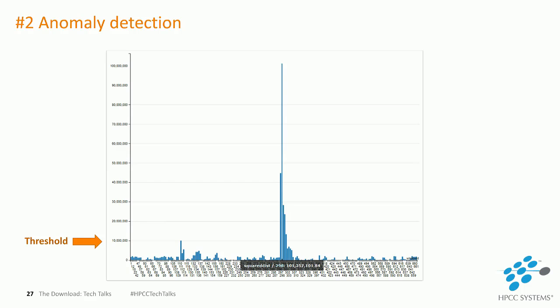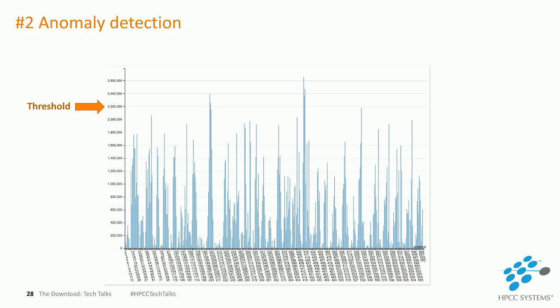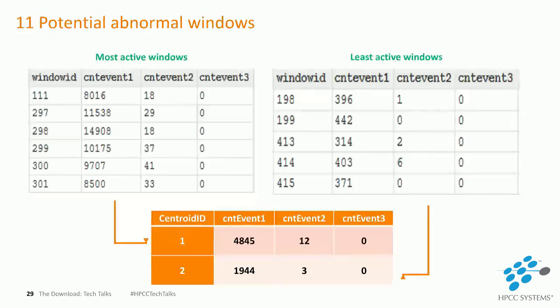After applying our different thresholds, we got 11 potential abnormal windows of activity. We have two tables: on the left, the result from cluster 1, and on the right, the result from cluster 2. After analyzing and comparing that to our clusters, we concluded that on the left we were able to detect the most active windows, and on the right we were able to detect the least active windows.